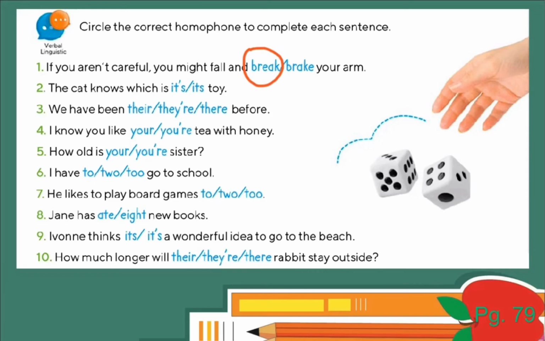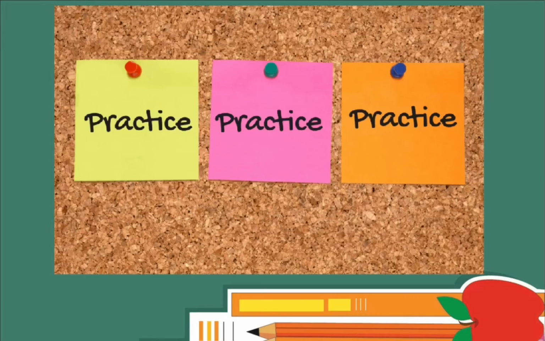Number 2. The cat knows which it's toy. The first one refers to contraction of it is, and the second one refers to belonging. So, I believe we are talking about the toy of the cat, which means belonging. Now, it's your turn to put in practice what you already know. Good luck!